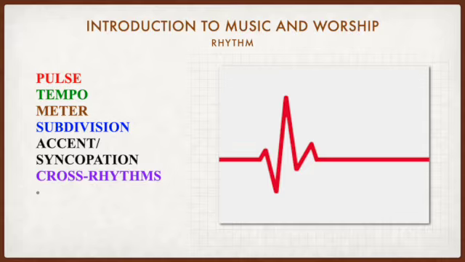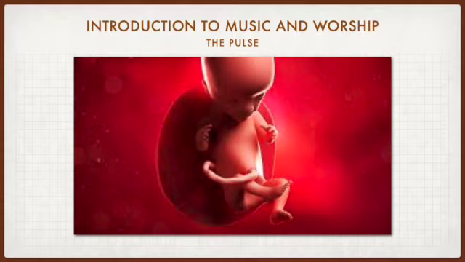Today we are looking at the third and final building block of music called rhythm. We're going to look at these different aspects of rhythm: the pulse, the tempo, the meter, a term called subdivision, accents, syncopation, and cross rhythms. Well, the first rhythm that we experience is the beat of our mother's heart.